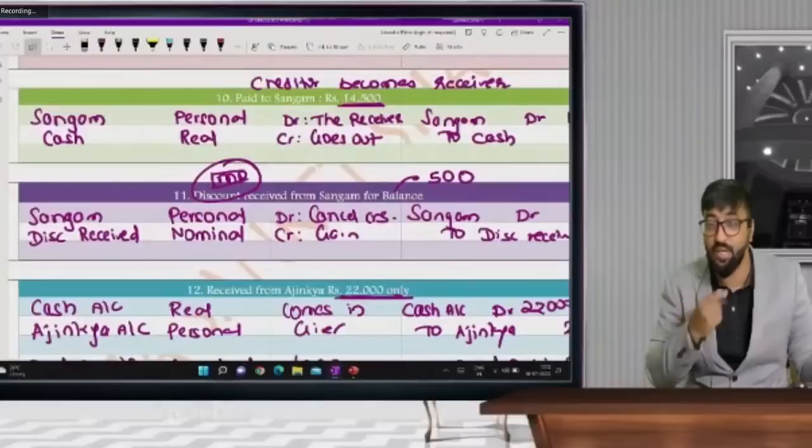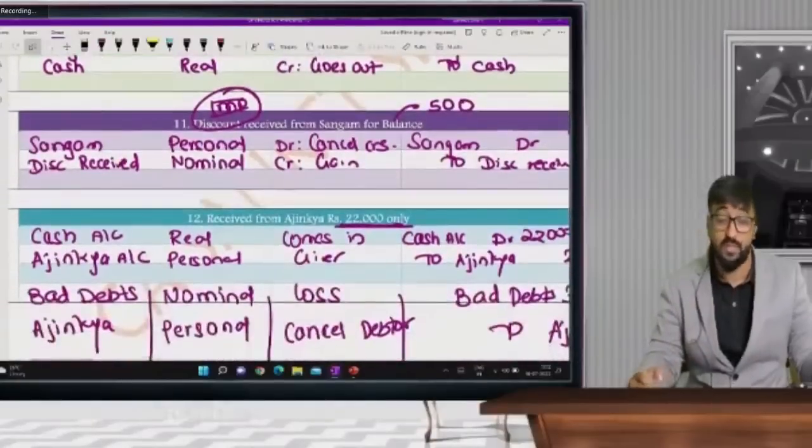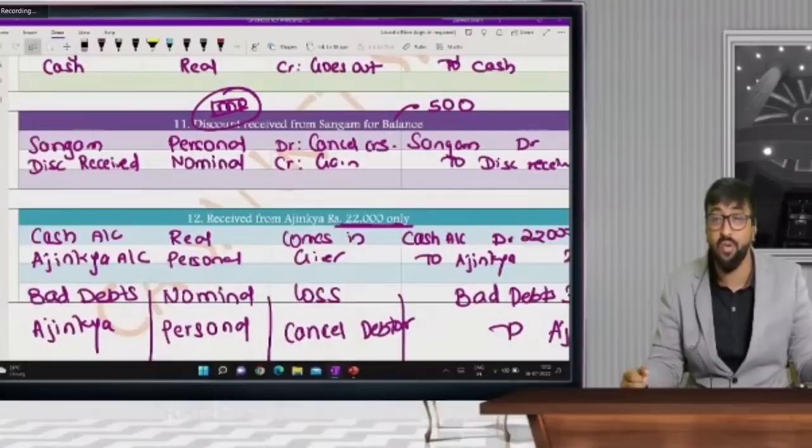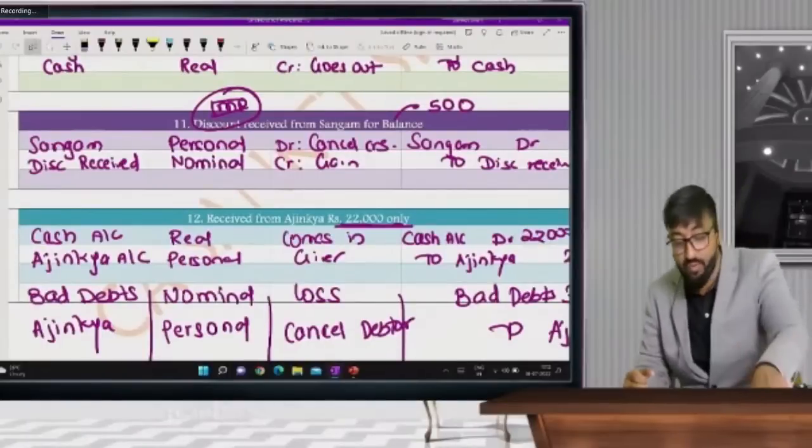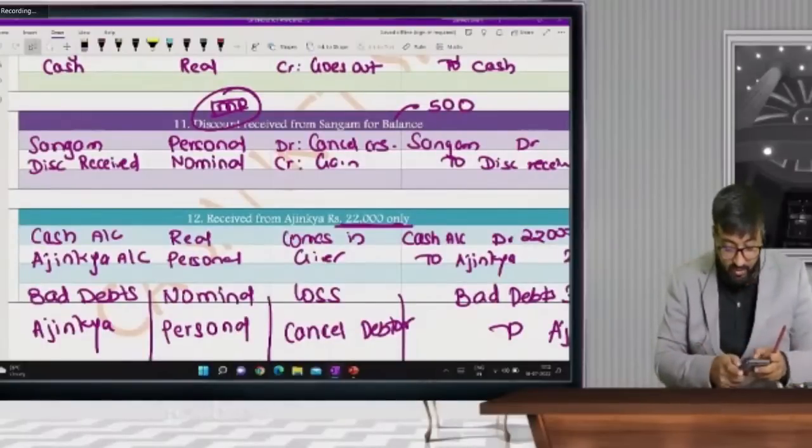Quick revision, quick revision. Discount received from Sangam. Sangam is the cancellation of our creditor, so Sangam account, and discount received is our gain. So Sangam account debit to discount received. This is a very quick revision.